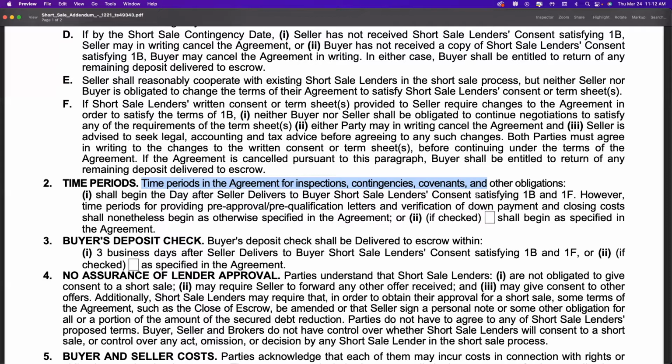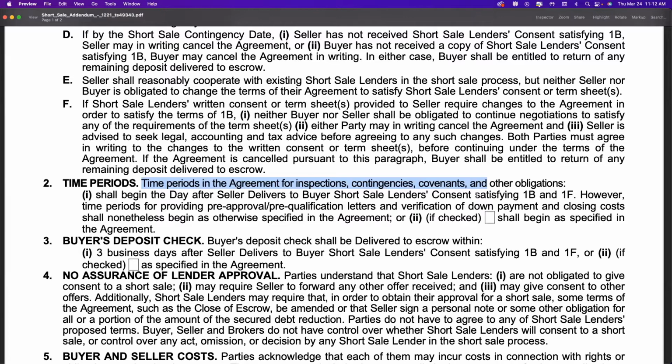It's probably best to leave it that way because what we're asking for is for the buyer to put their deposit into escrow without knowing if this is ever going to be accepted. We're asking for the buyer to pay for inspections, pay for appraisals, get everything done without knowing if this is going to be approved.